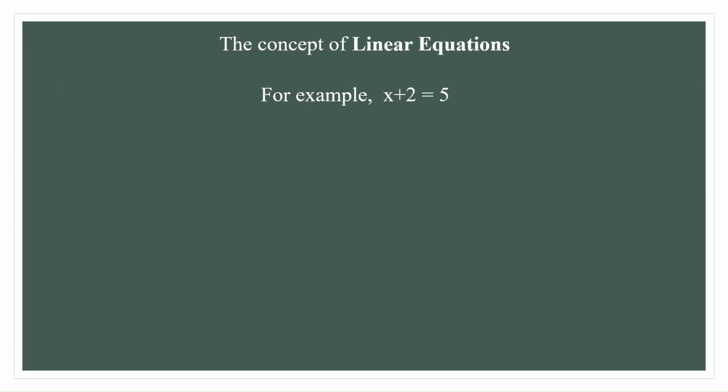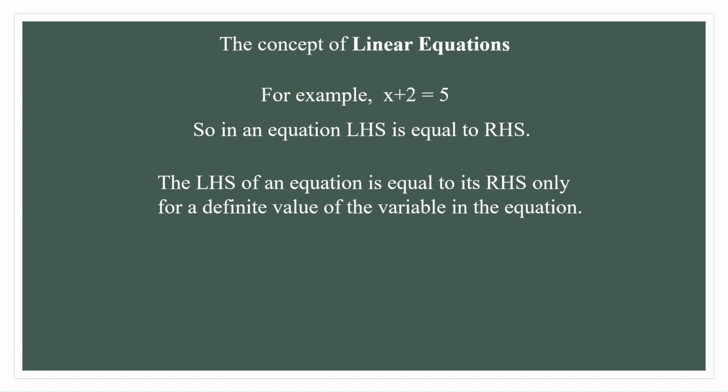X plus 2 is the left hand side, which we also call LHS, and 5 is on the right, which we also call RHS. So in an equation, LHS is equal to RHS. The LHS of an equation is equal to its RHS only for a definite value of the variable in the equation. Now here in this particular equation, x plus 2 is equal to 5, x is 3.